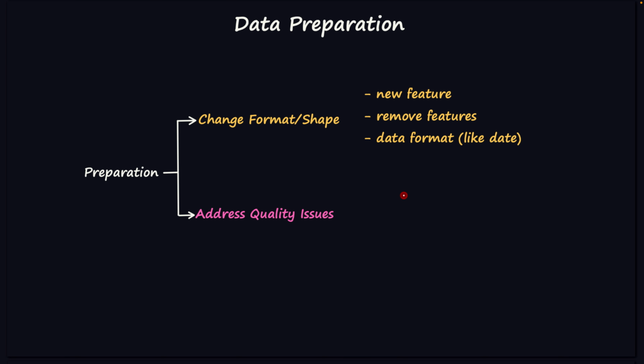And the second one is addressing the quality issues. This includes dealing with missing data, repetition, because the data set might have repeated rows, and also dealing with inaccuracies, also known as noise. So the data set might have some inaccurate values, and we need to understand how we are going to deal with them, and we need to do some appropriate cleanup to make sure the data is suitable for the task at hand.